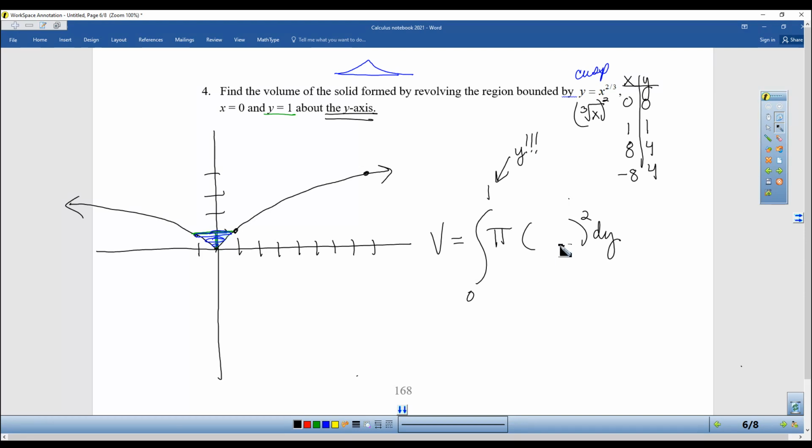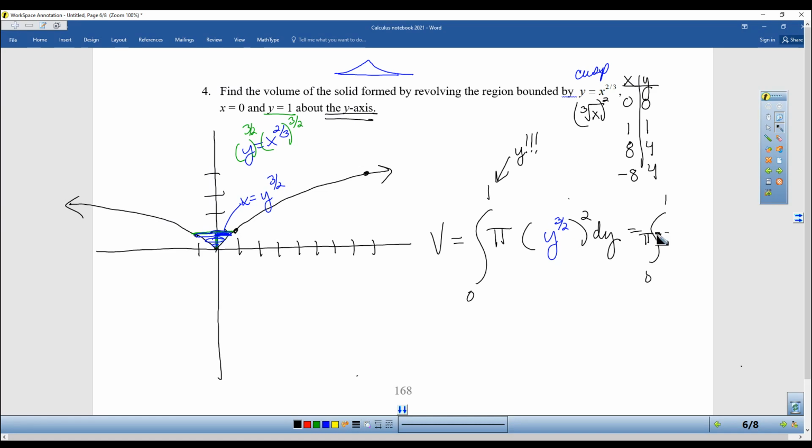And then now I need to know what this distance is in terms of y. So this distance is x, and x is equal to, well, if y is equal to x to the 2/3, how do I get what x is equal to? I can raise both sides to the 3/2. So x is equal to y to the 3/2. So if you're going around the y-axis, your equation better be rewritten so that y is in it instead of x. And I can simplify this.